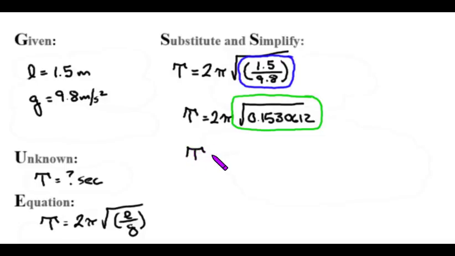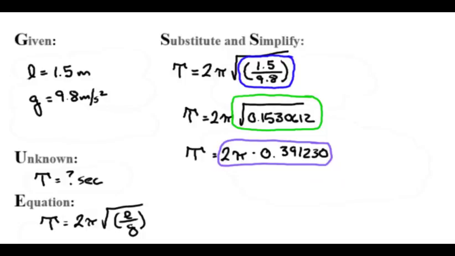I get period equals 2 pi times 0.391230, and then all of it all together. Period equals 2.458173 seconds. Here's the thing. Let's make it a little prettier. 2.46 seconds.